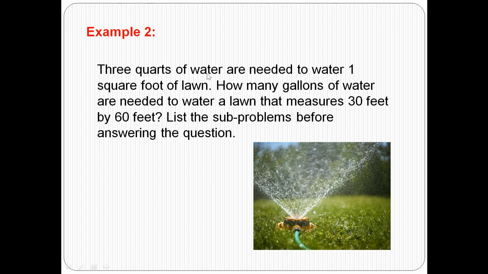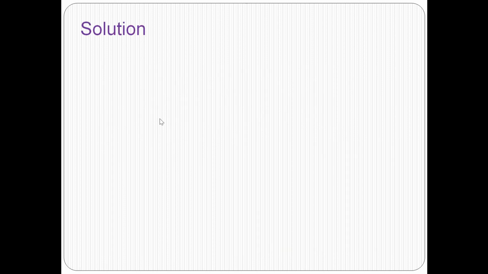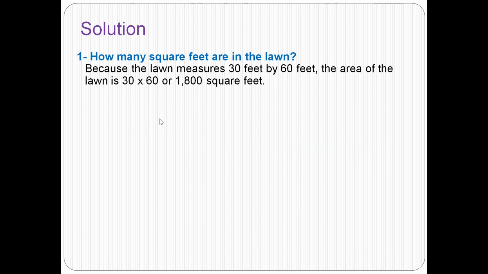The second problem is here. You are told that this amount of water can water 1 square foot of lawn. You are given an area. However, when you read the question, you find that you're not given an area, you're given dimensions of an area. So another subproblem would be finding the area of this lawn before you start solving the problem. So let's look at some of these subproblem questions. The first one is how many square feet are in the lawn? Because the lawn measures 30 feet by 60 feet, the area of the lawn will be 30 times 60, or 1,800 square feet.